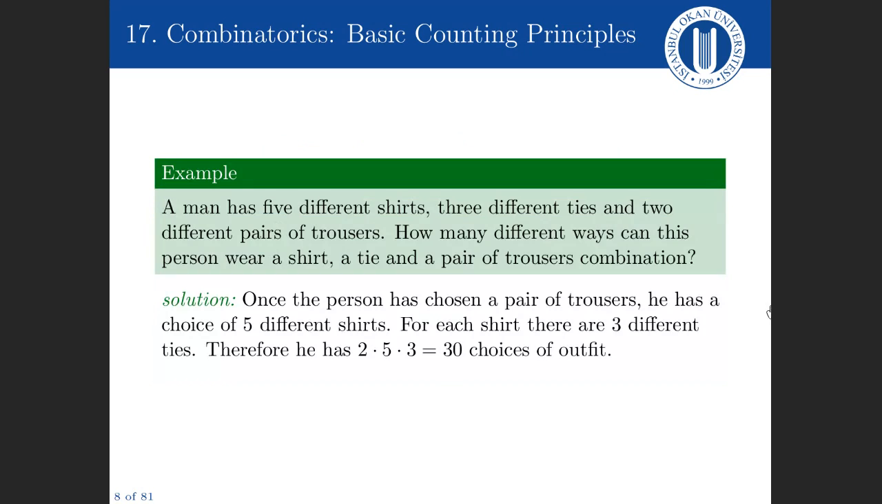For example, a man has 5 different shirts, 3 different ties, and 2 different pairs of trousers. How many ways can this person wear a shirt, tie, and a pair of trousers? So let's first say he chooses a pair of trousers. He has 2 trousers.